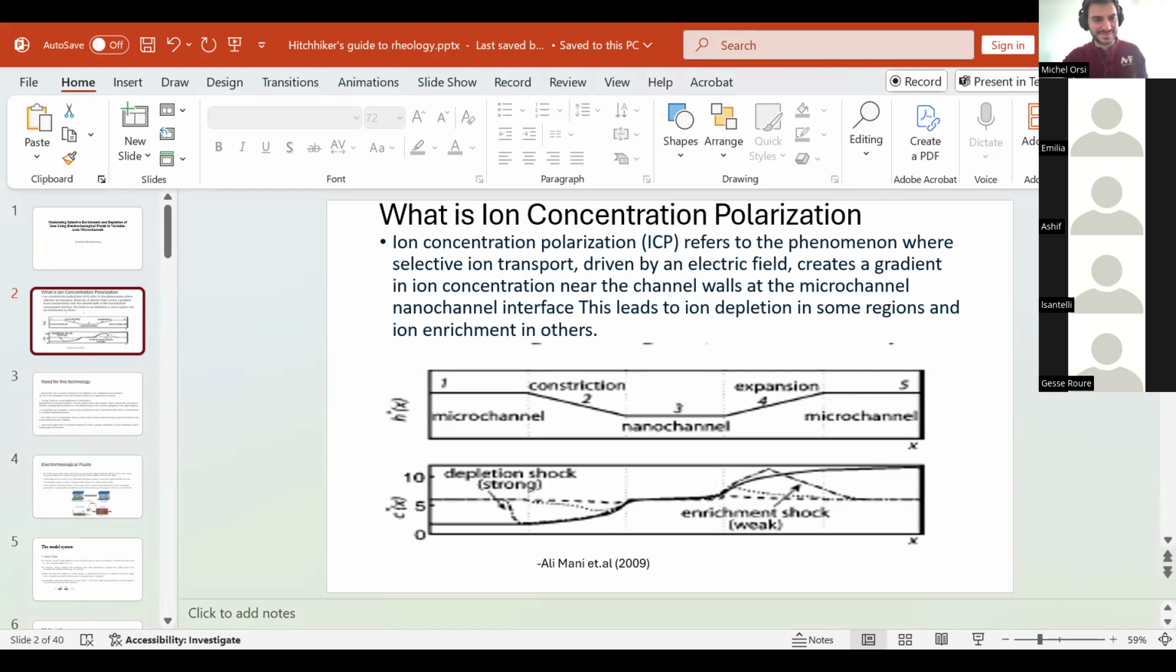Yes. So, what is ion concentration polarization? Ion concentration polarization, or ICP, refers to the phenomenon where selective ion transport driven by an electric field creates a gradient in ion concentration near the channel walls at the microchannel-nanochannel interface. This leads to ion depletion in some regions and ion enrichment in others. So we can see a channel with a microchannel, which then the depth is reduced to get into a nanochannel architecture. And this geometry gives rise to a depletion shock here and an enrichment shock here.